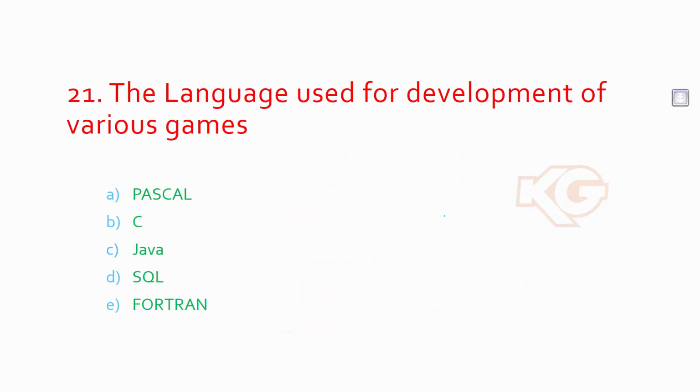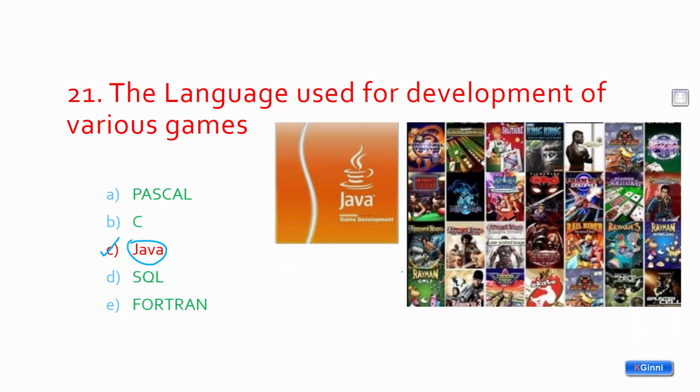The language used for development of various games. Again, now it is an internet era. You can see Java is coming into picture, which was written with a lot of games. So you can see all these pictures, most of them are prepared with Java, and SQL is for data processing, C is from basic stuff, Pascal is bit older, Fortran is formula translation and scientific mathematical stuff, so this cannot be the case.